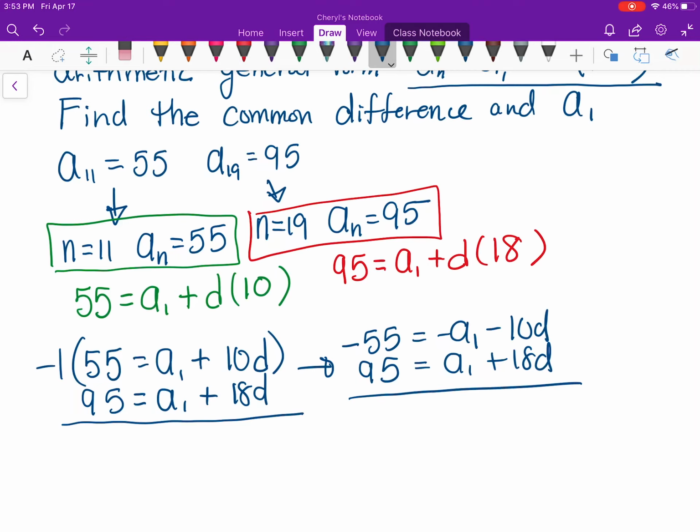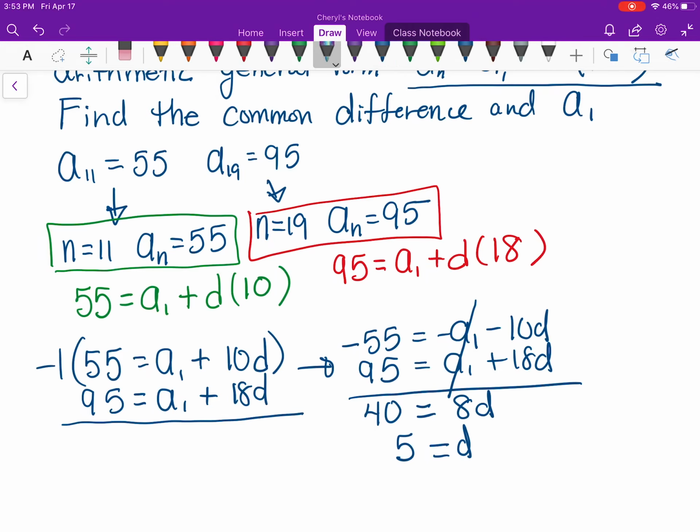And what will happen now is by multiplying the first equation by -1, when I add vertically, I can get rid of the -a1, the first term. And so I'll be left with 40 is equal to 8d, which means d is 5. So I know my common difference is 5.